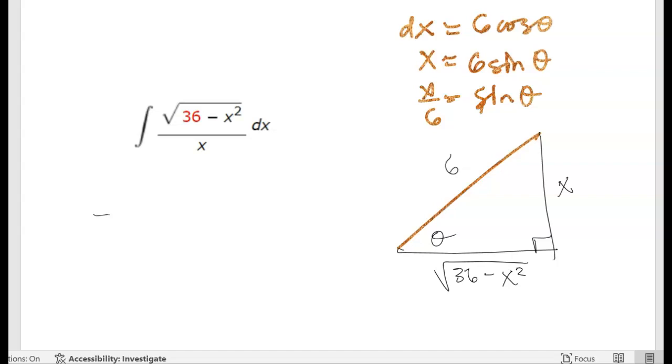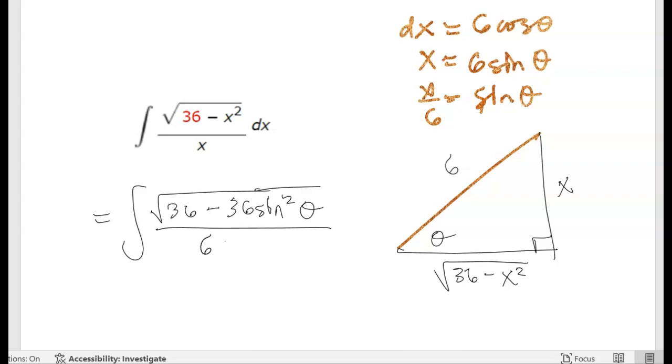All right, so if I sub out, let's see what happens. That's going to be square root 36 minus 6 sine theta quantity squared, divided by x. And then dx is 6 cosine theta. Okay, it's pretty standard so far.